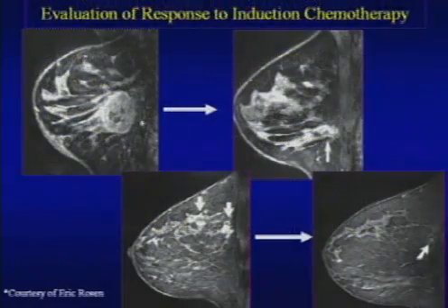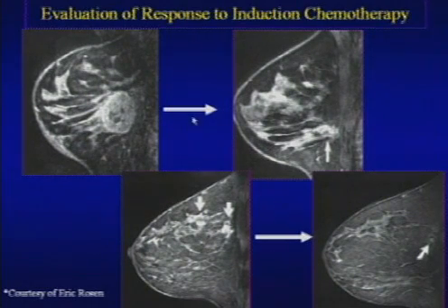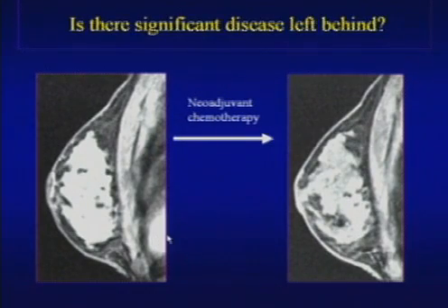So here's examples. Large tumors, and after chemotherapy, only a residual amount of disease. Similar, segmental clumped enhancement after surgery, just a tiny little focus is seen. Both patients can now go on to lumpectomies, and you'll expect that they're going to have a pretty good outcome. So how much significant disease is left behind?